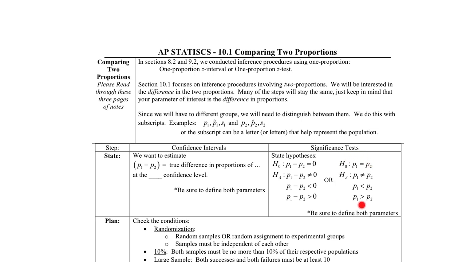But you will also see it written this way on the AP exam, especially in multiple choice. It could be written either way, but it's pretty much the same thing. If I added P2 over here, and then added P2 to the other side, you can see that I'd have the same statements. You just need to be familiar with both, but you're going to see me writing them this way when we do our significance tests.